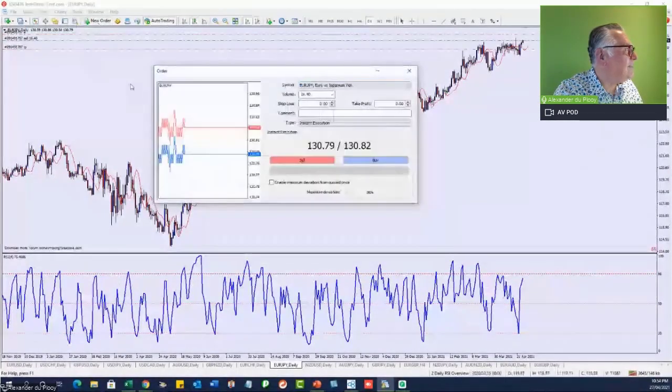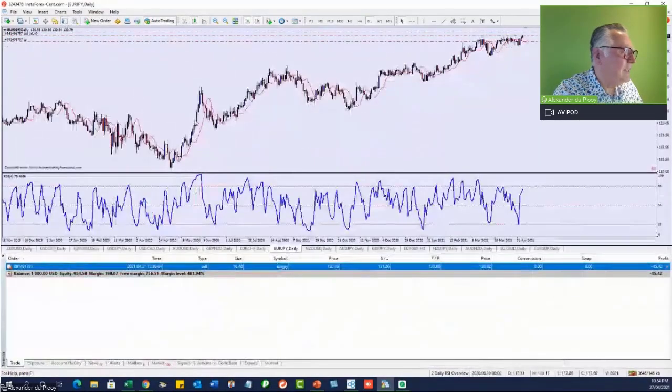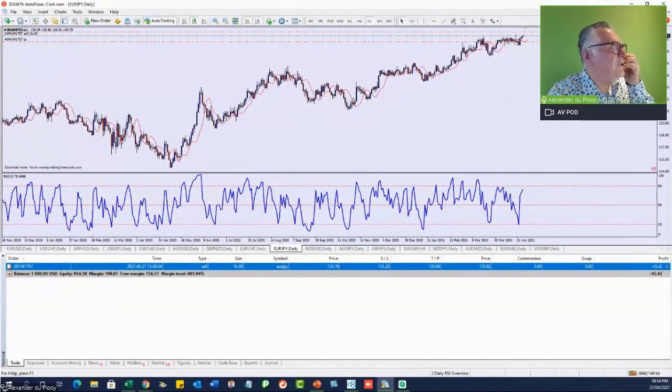It is set and forget. So we'll just see. I don't know how long this will take to actually mature, but the market is very low in volatility, so it might take a while for this transaction to mature.